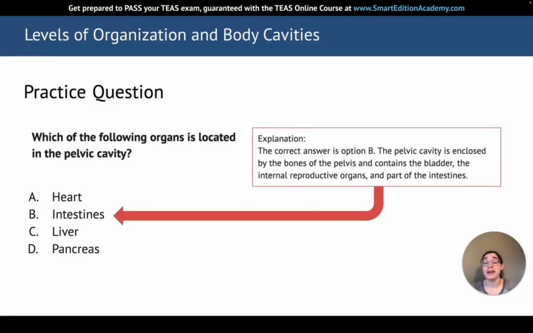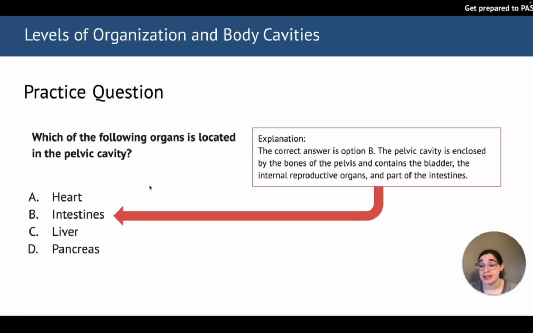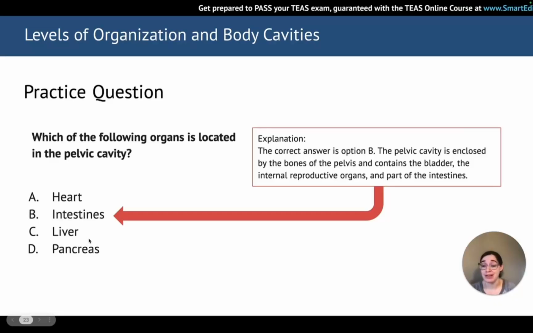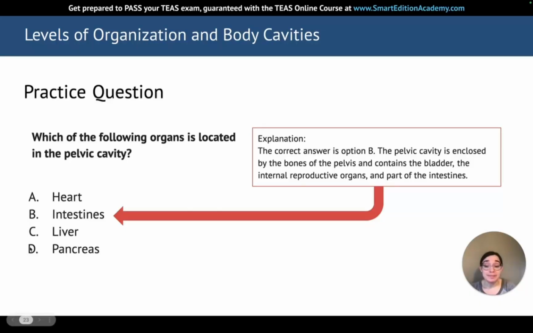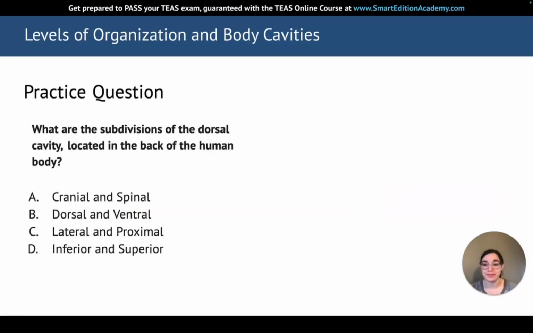Remember that part of the intestines are indeed located in the pelvic cavity, along with the bladder and the internal reproductive organs. The rest of the intestines, along with the liver, pancreas, and other structures, are found in the abdominal cavity, while the heart, option A, is found in the thoracic cavity. So the only structure listed here that is found in the pelvic cavity is option B, the intestines, and that is our correct answer.